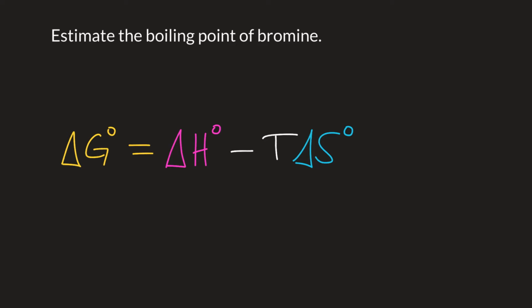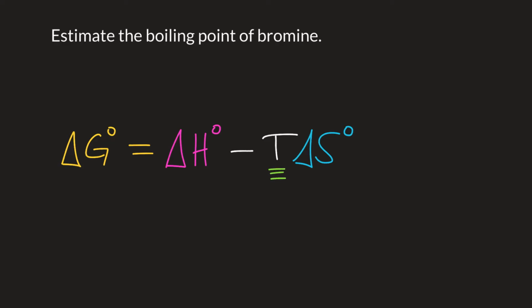This is one of my favorite types of problems to do with the Gibbs free energy equation. You can actually estimate the boiling point of a substance. It's not perfect, but it's pretty darn close, as you'll see, using the delta G equation. So we're actually going to be looking for a temperature, because that's the boiling point.